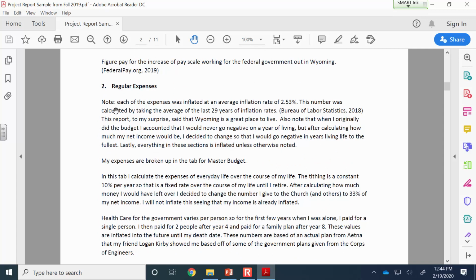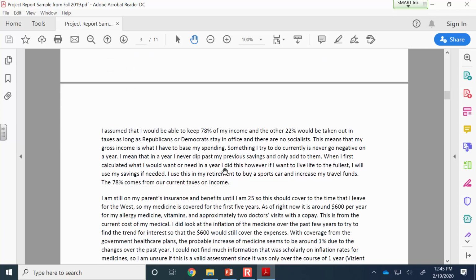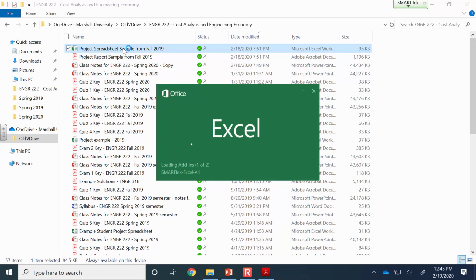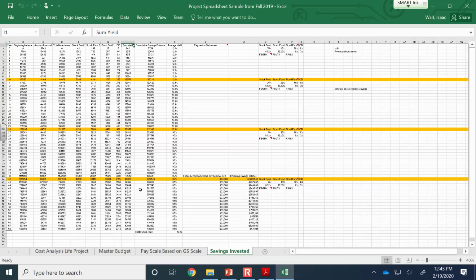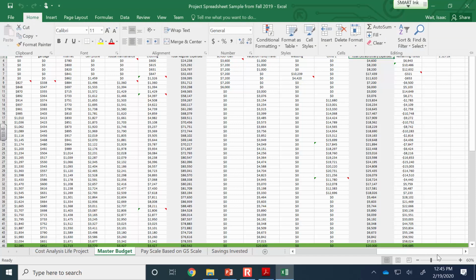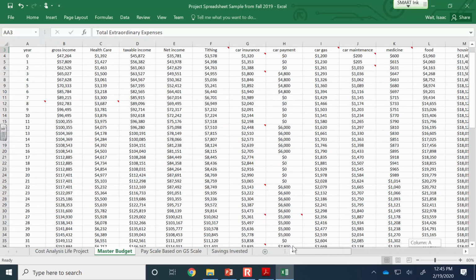Expenses. Now, he gives some information here, but then notes that the expenses are listed individually in the master budget. If I had one criticism for this student, I would have preferred to see that information in the body text. But let's go to the spreadsheet and find the master budget tab. So here's the master budget, and you can see that for each column they've got a different expense.